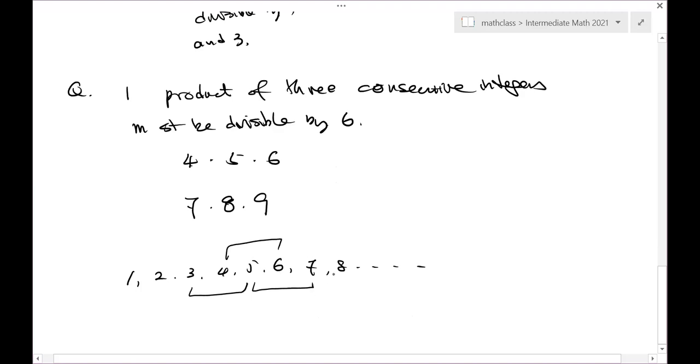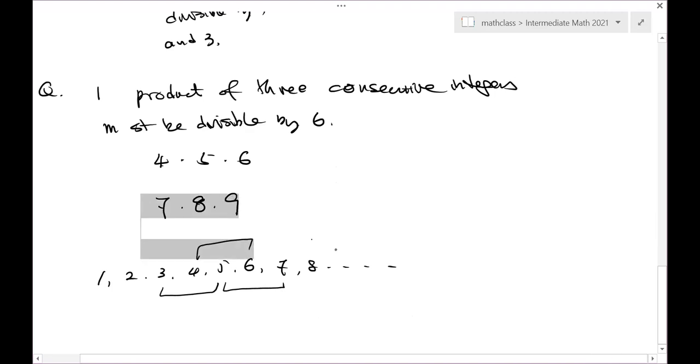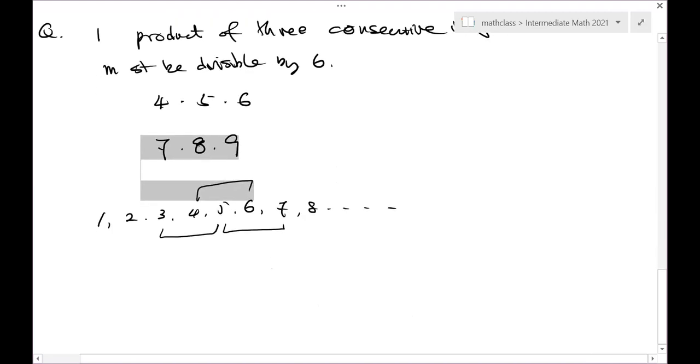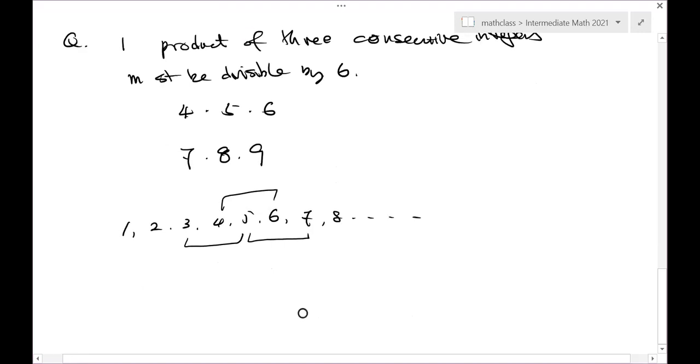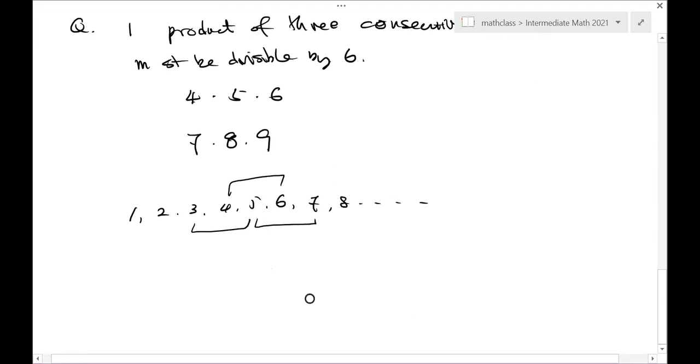So that's clear. Every 3 consecutive integers, at least one of them is a multiple of 3. If we can prove that, then the conclusion is the product of 3 consecutive integers must be divisible by 6, because it's an even number.